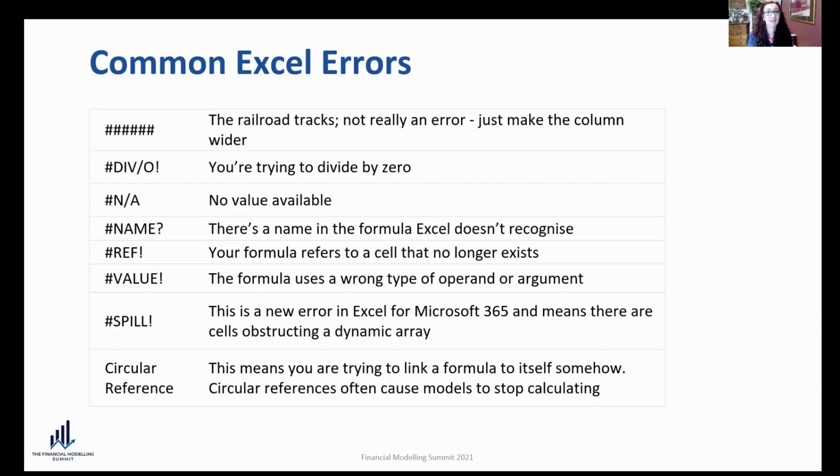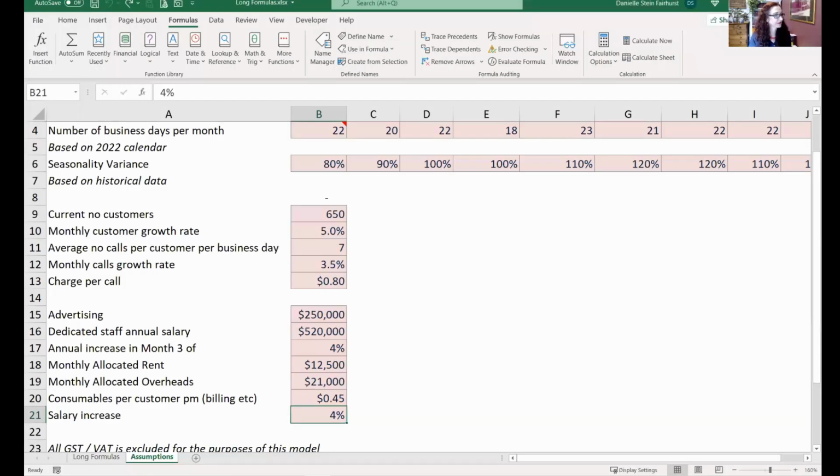So if you're using 365 and you're using an array formula or a dynamic array and there's something obstructing the array, you'll get a spill error. So that's a new error that you might have noticed. And then we come to circular references. Circular references are pretty awful. So the best way to remove a circular reference is to hunt it down and to kill it.